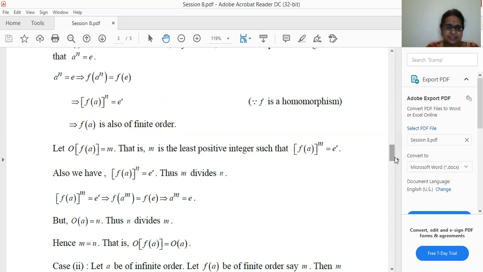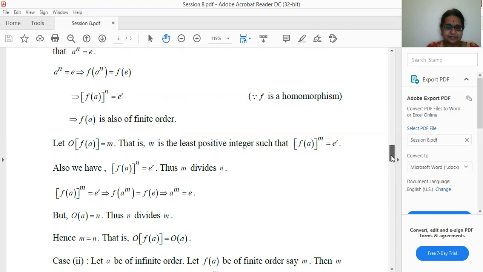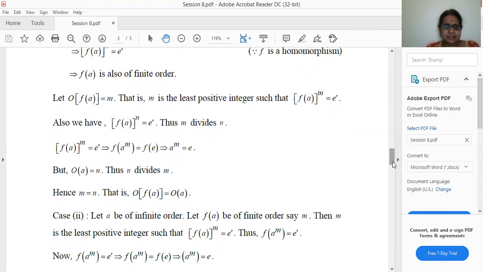Now, second case, let a be of infinite order. That is, let a be of infinite order and let f of a be of finite order, say m. So here we are taking a to be of infinite order, but f of a be of finite order, say m. Then, since f of a is of finite order m, from the definition of order of an element, there exists m, the least positive integer, such that f of a power m is equal to e dash. Thus, f of a power m is equal to e dash.